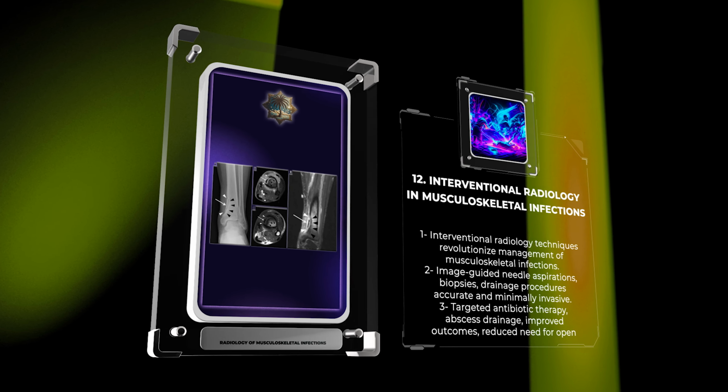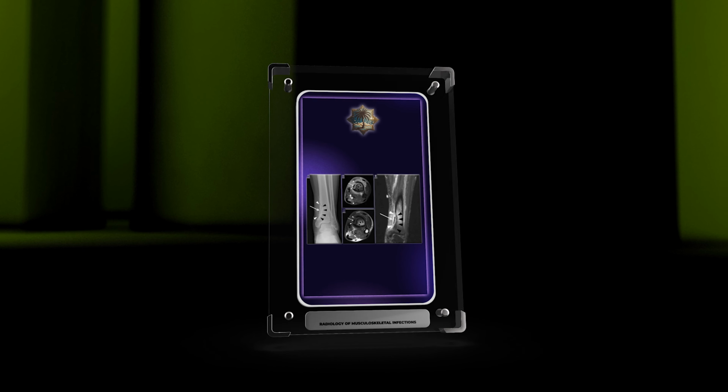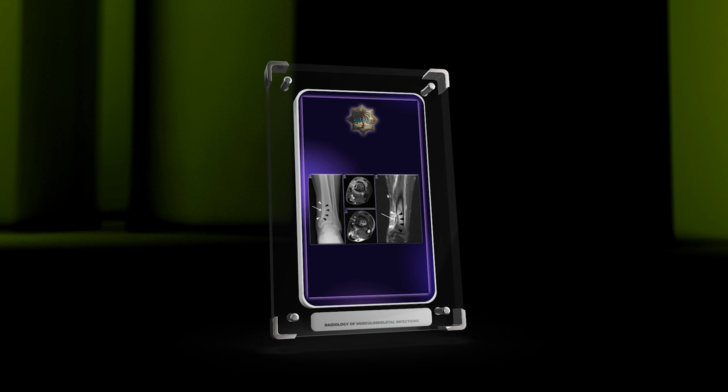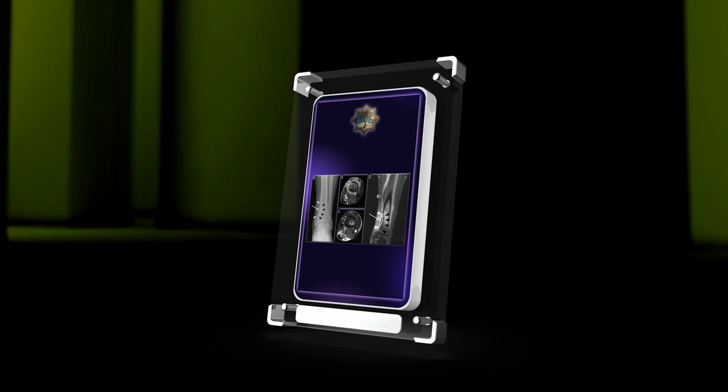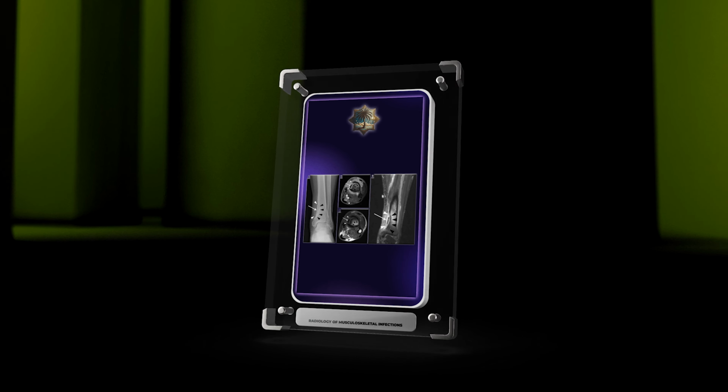In conclusion, imaging modalities play a critical role in the diagnosis, management, and follow-up of musculoskeletal infections. Radiography, MRI, ultrasound, nuclear medicine imaging, and CT each offer unique advantages in specific clinical scenarios. Understanding and appropriately utilizing these imaging techniques are essential for accurate diagnosis, treatment planning, and monitoring the response to therapy. The comprehensive evaluation of musculoskeletal infections requires a multidisciplinary approach involving radiologists, infectious disease specialists, orthopedic surgeons, and other healthcare providers.